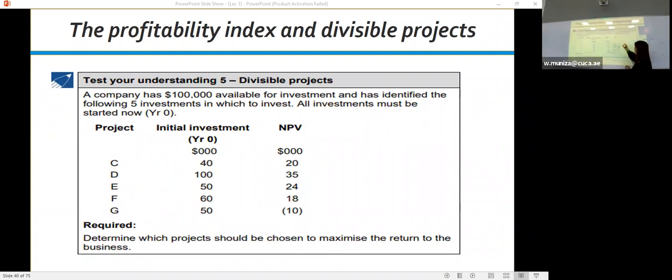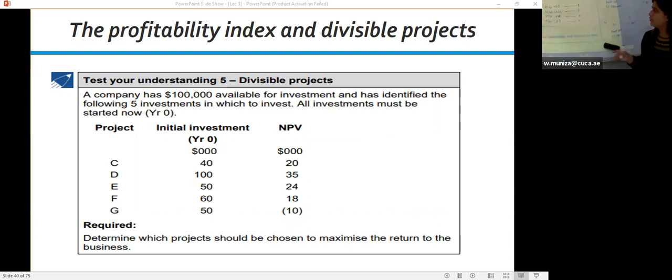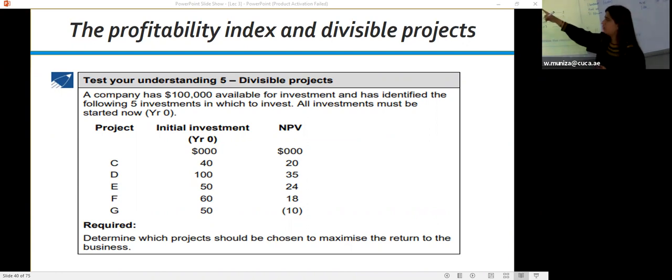Which one is going to be on the highest priority? Project C, having the highest profitability index. C, then E, then the third one, D, and the fourth one is the last. And G is going to be ignored. Now what we have to do next is see how the projects are going to be financed. The total amount available to us is 100,000.